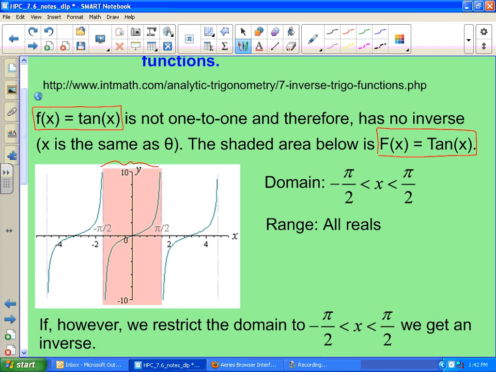The range and the domain values of these restricted functions are going to become important when it comes to finding the inverse. Remember that in a domain and range situation with any function, when you wrote an inverse of a function, what did the domain become of the inverse function? The domain generically becomes the range, and the range of the original function becomes the domain. So that's what's going to happen here. This domain of negative pi over 2 to pi over 2, when it becomes an inverse function, now becomes the range, negative pi over 2 to pi over 2. And the all real range of the original function becomes all reals for the domain of the inverse.